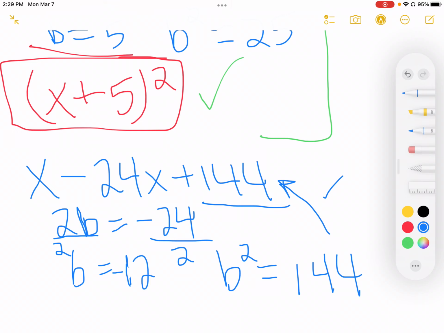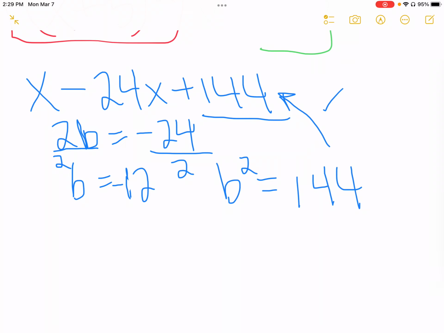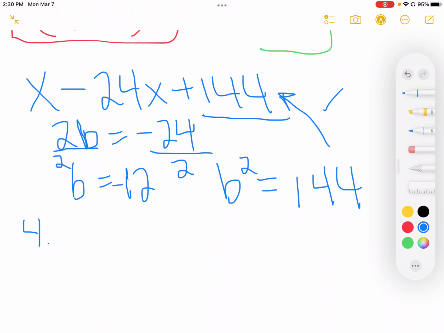Now, some of these might seem a little confusing if they have fractions, for example. So let's do an example here that we have a fraction. I think we worked this one out in class. So this is number 4. We have x squared plus 7x plus 49 over 4. So you can see what we did earlier still applies.